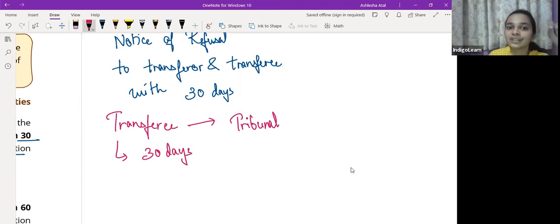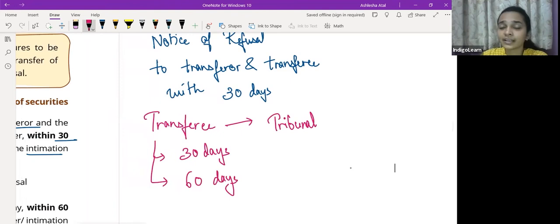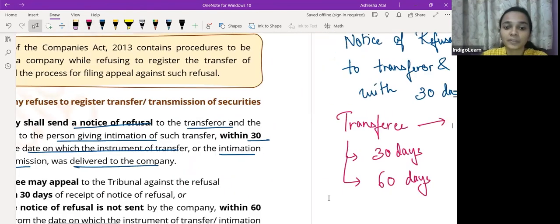But what if the company has not given any notice of refusal at all and has not registered the transfer? उस situation में क्या? So उस situation में the transferee can make an appeal, file an appeal with the tribunal within 60 days from the date on which the information was communicated to the company.